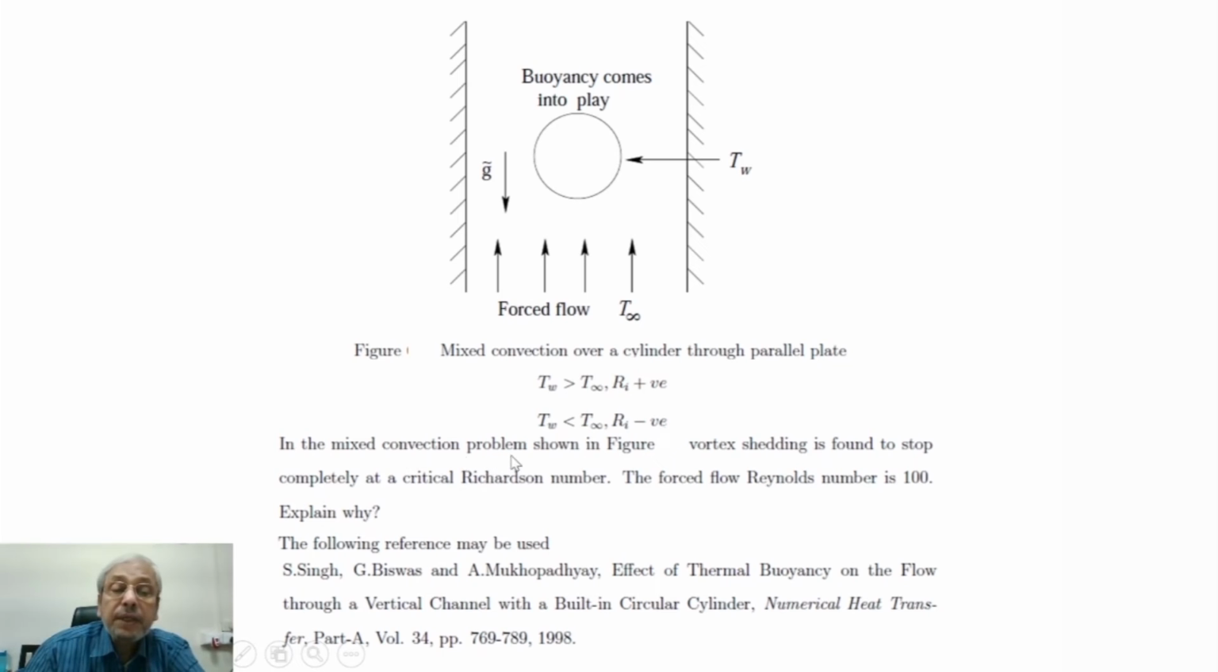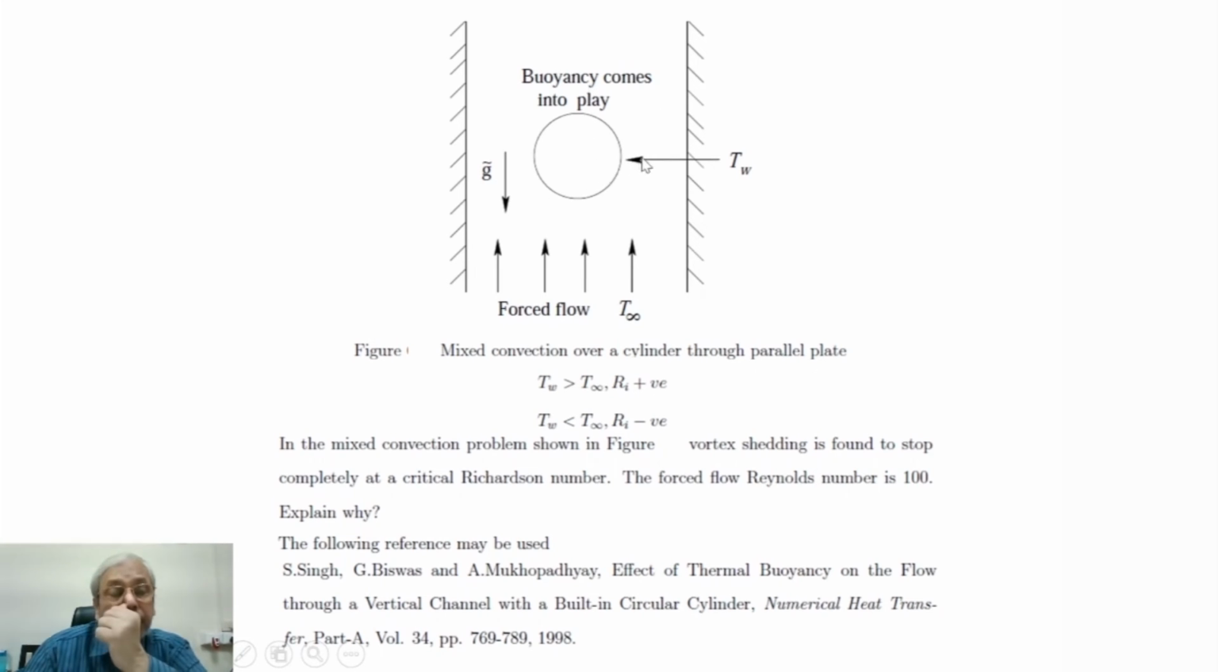In the mixed convection problem shown in this figure, because this is forced flow, usually there will be vortex shedding, and if it is in the range of 100, vortex shedding is expected. But vortex shedding is found to stop completely at a critical Richardson number. So normally, even if we consider isothermal flow, there will be vortex shedding.